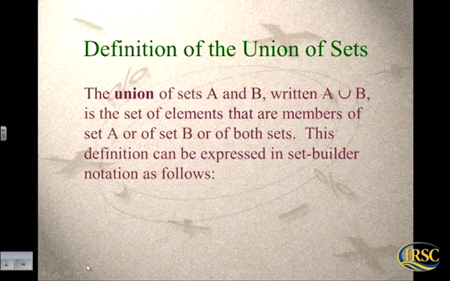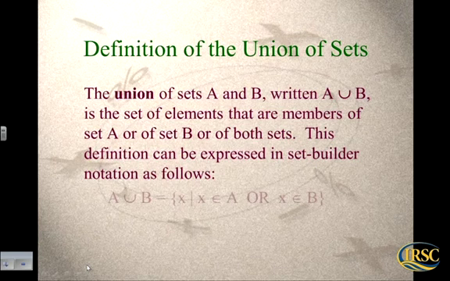Okay, so the union of sets A and B is written, this time, with the symbol for union, which looks like a U, which is sort of nice because the word union starts with the letter U. So if that helps you to remember what these symbols mean. Union is the one that actually looks like a U, and these are the set of elements that are members of set A, or of set B, or of both sets.